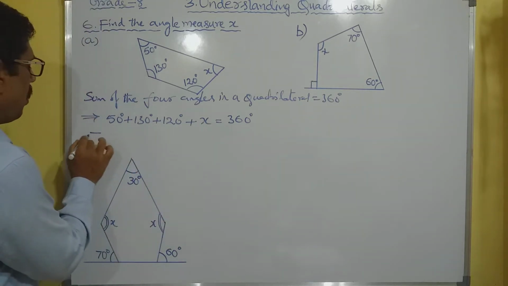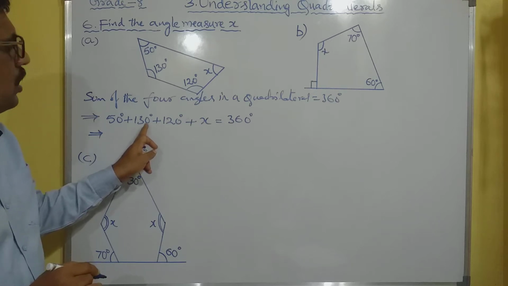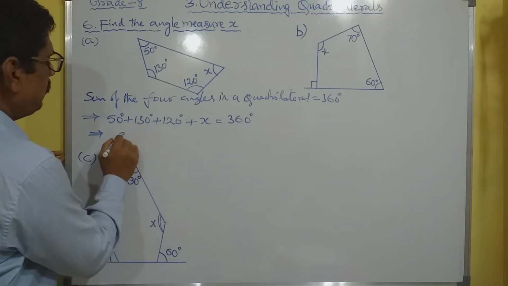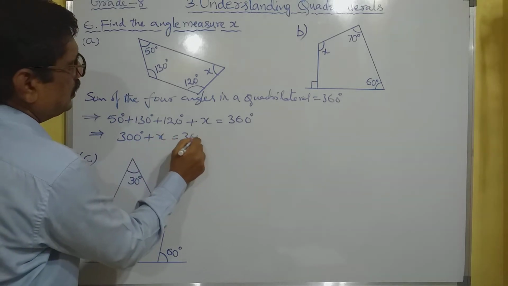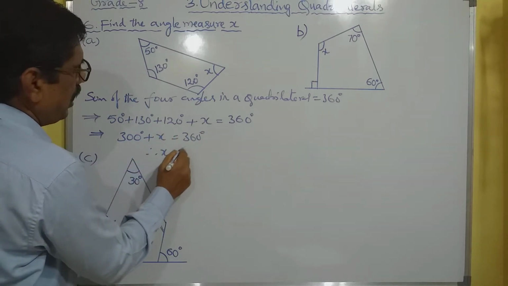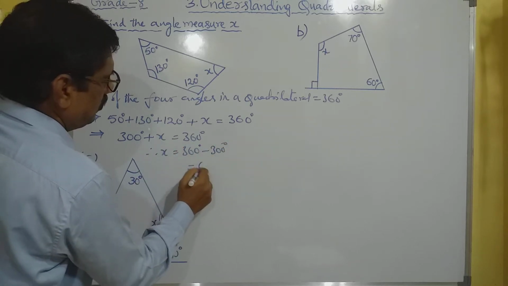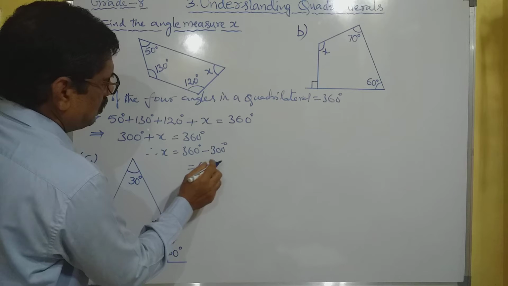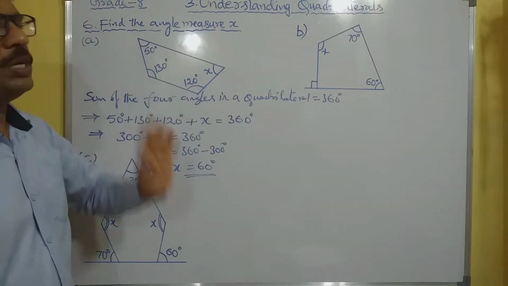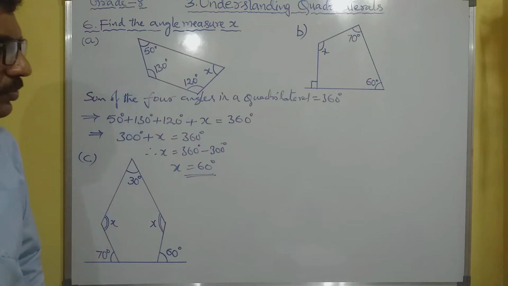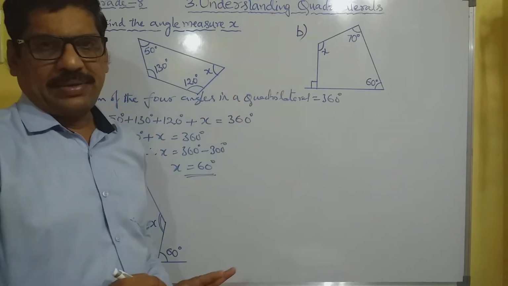Now let us add all these angles. 50 plus 130 is 180. 180 plus 120 is 300. 300 plus x is equal to 360 degrees. Therefore, x is equal to 360 degrees minus 300 degrees, which is 60 degrees. Therefore, the value of x is equal to 60 degrees.